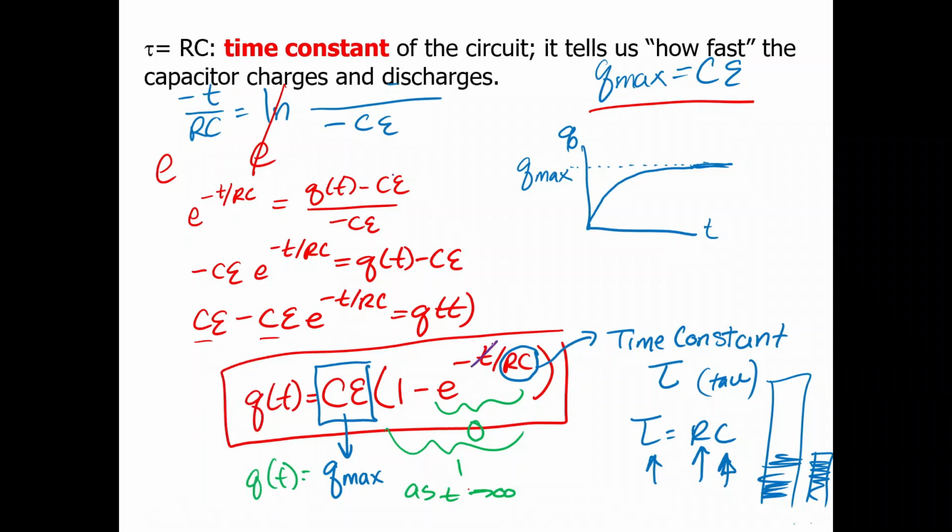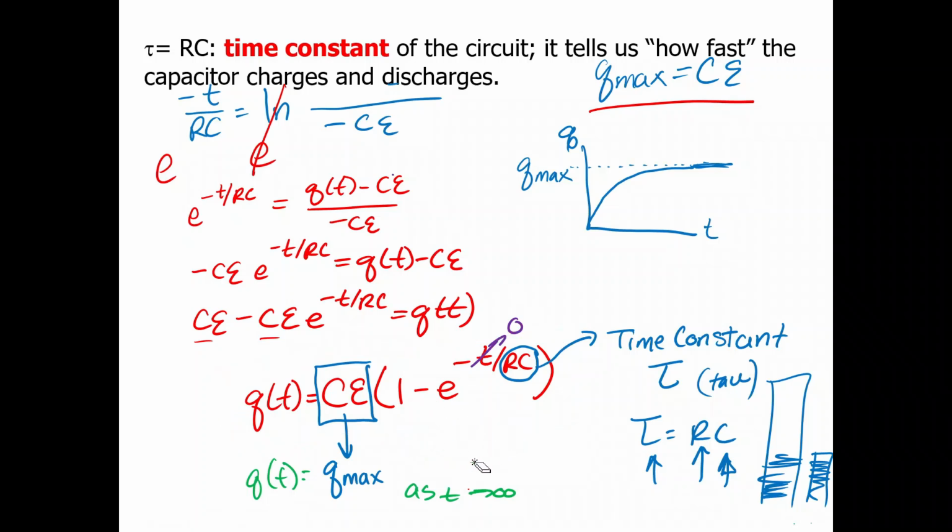Well, at t equals 0, e to the 0 is just 1. So e to the 0 is 1, 1 minus 1 is 0, and CE times 0 is just 0. So Q of t is equal to 0 at t equals 0. So the assumptions that I told you about apply to this equation.